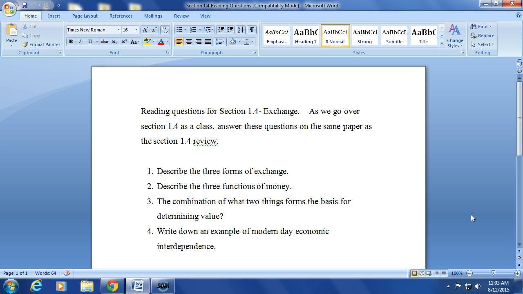All right, so moving on to number 4. It says, write down an example of modern-day economic interdependence. So before we get to that, we need to talk about what interdependence is in contrast with self-sufficiency. If you look on page 17, you can see the definition of self-sufficiency. Let's look at the second paragraph down. It says, people or society demonstrate self-sufficiency when they can fulfill all of their needs without outside assistance. So when you can fulfill all your needs without any outside assistance, you are self-sufficient.